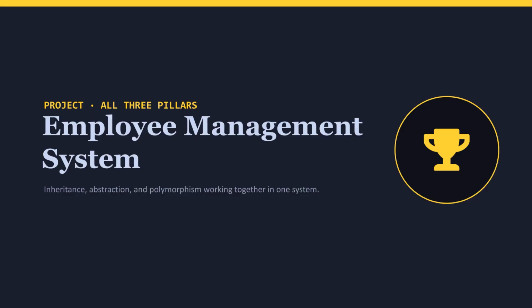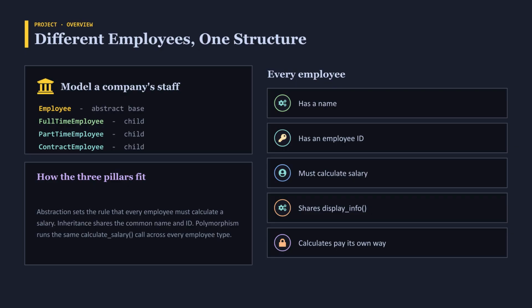For our final project, we combine all 3 advanced pillars, inheritance, abstraction, and polymorphism, in a single employee management system. This is the payoff of the whole module, seeing how the concepts do not just coexist, but reinforce one another in real software. Watch how each pillar plays a distinct, necessary role. The scenario. Model a company's staff. Every employee has a name and an ID and must be able to calculate a salary, but each type calculates it differently. The design uses an abstract Employee base with full-time, part-time, and contract children.